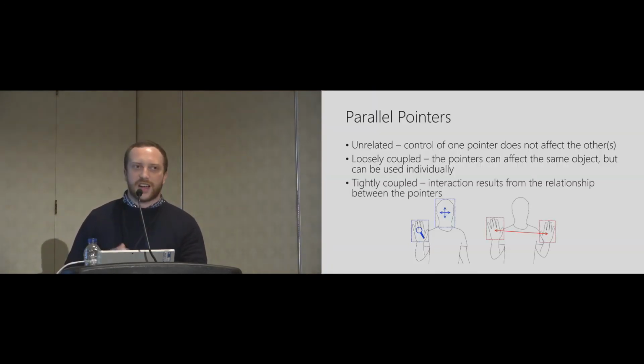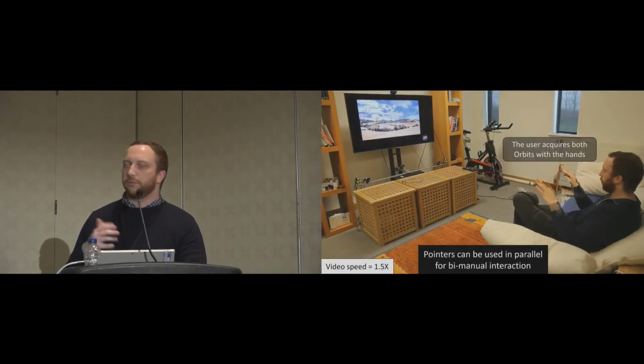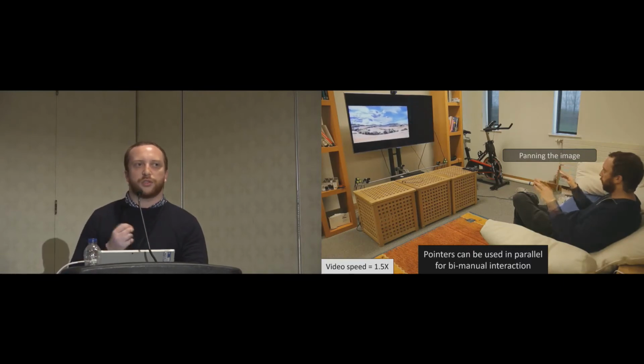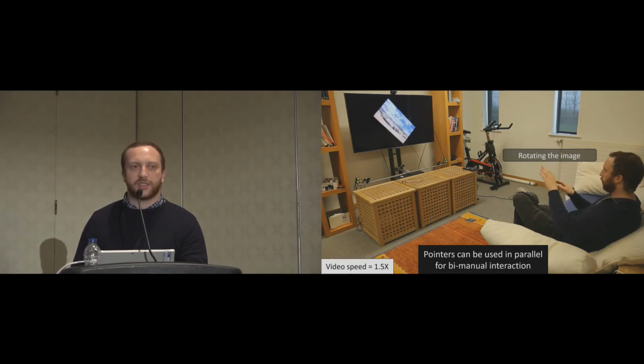We can also have tightly coupled pointers, in which the interaction results from the relationship between two pointers. So in the same object manipulation example, we can have bimanual input, where acquisition of two pointers allows the zooming, panning, and rotating of an object.